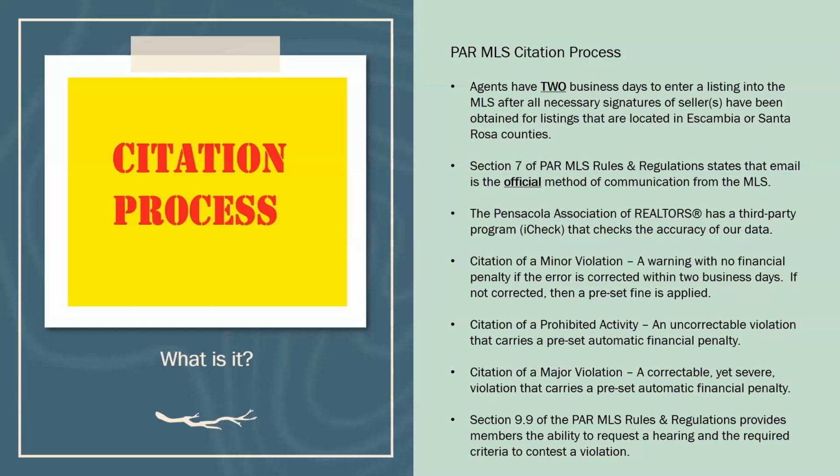Of course, Section 9.9 of the Part MLS rules provide members the ability to request a hearing and the required criteria that you can contest a violation with. So it's all listed in there on the steps that you can do. So if you got a violation like, nope, that's not the way it should have been, it should have been done differently, you do have the option under 9.9 to be able to take care of that.